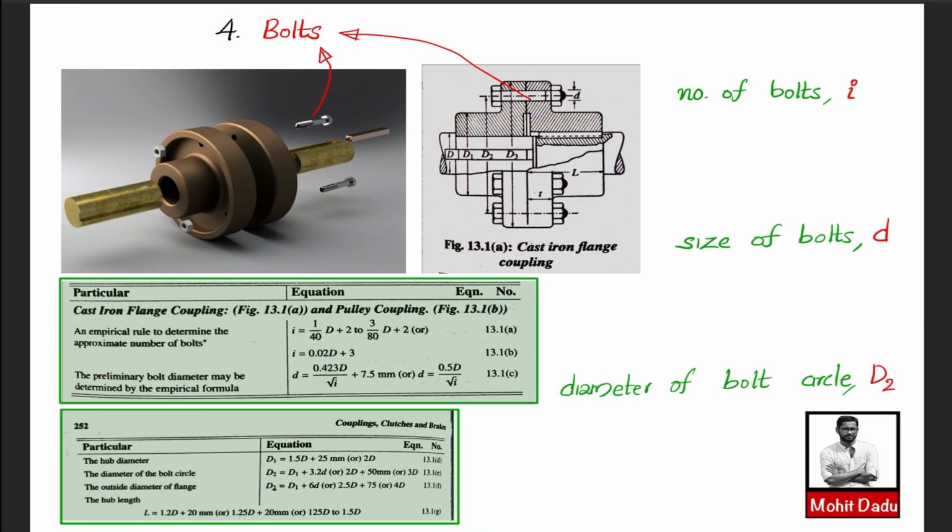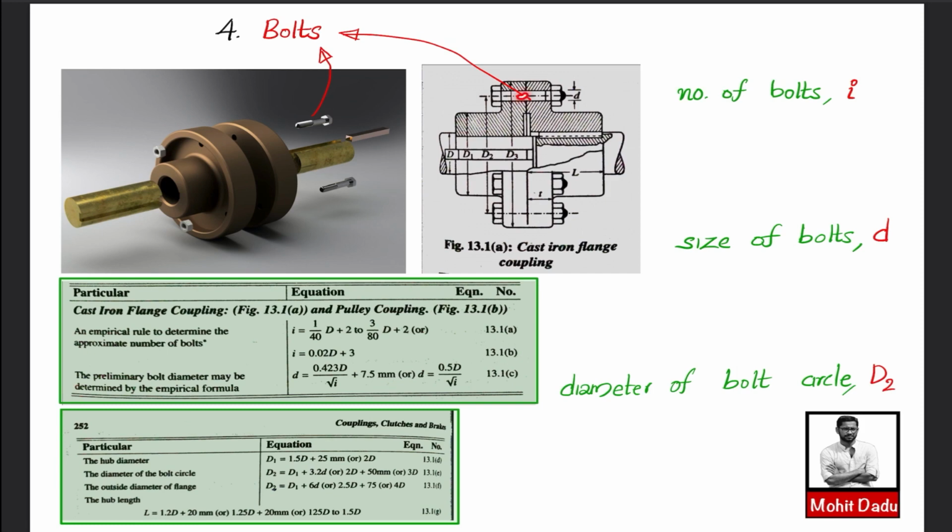Then we will be making a check for the stresses induced in the bolt, and will be looking whether it is satisfying or whether it is lying in the safe region. So first here you can see the bolts which are used. Bolts are used to connect the flange. This will be inserted into these holes, and then we will be tightening with the nut for making the assembly.